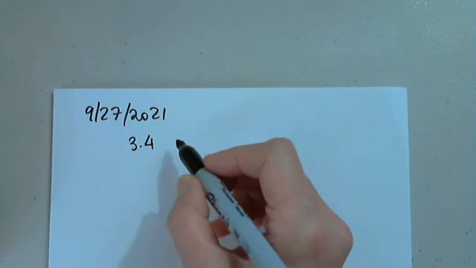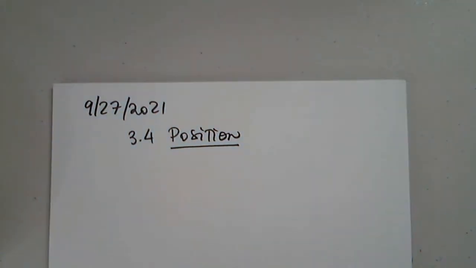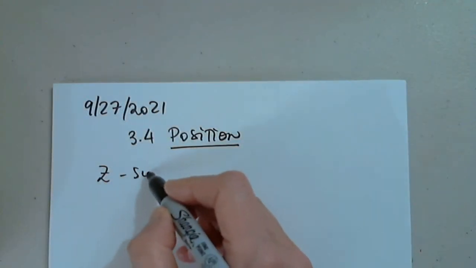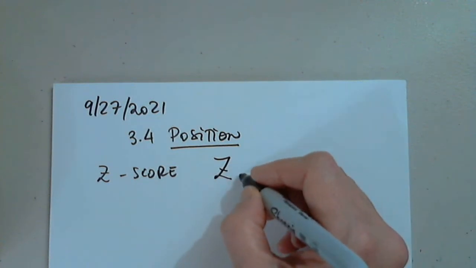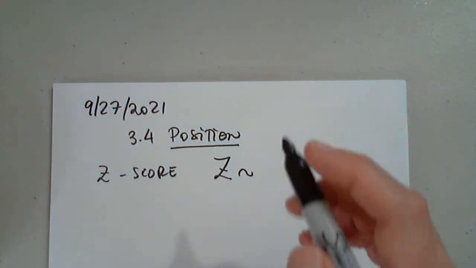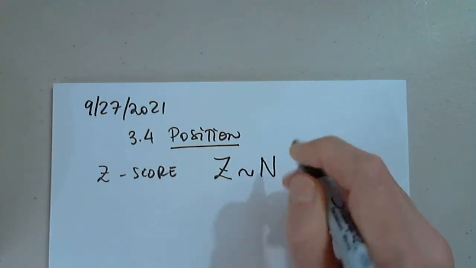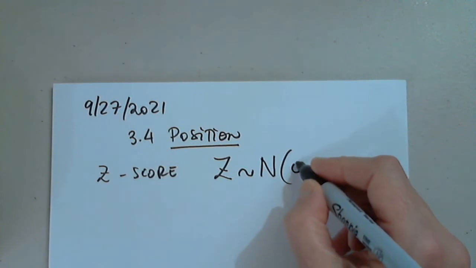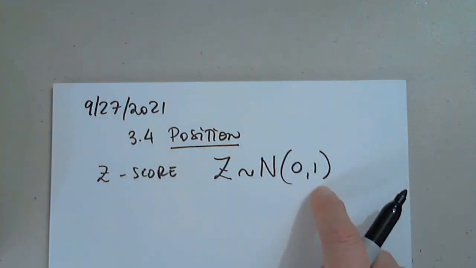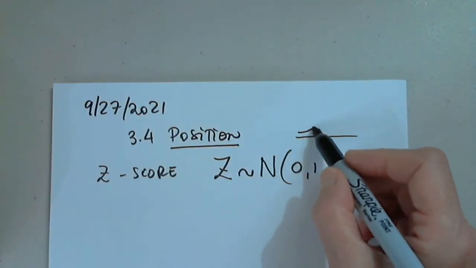About 3.4, position. And we did talk about the z-score. And remember also, this is a distribution. We're going to use this a lot. It's a normal distribution. Normal means bell-shaped and symmetric. We don't know this yet, we'll talk about it, with the mean of 0 and a standard deviation of 1. How does this look? Like this.